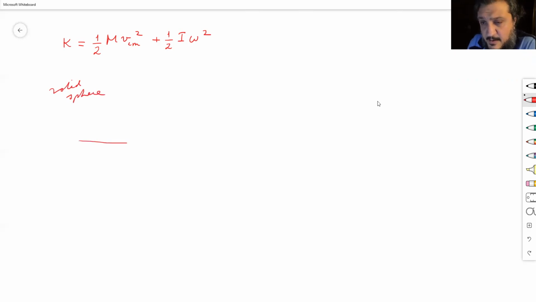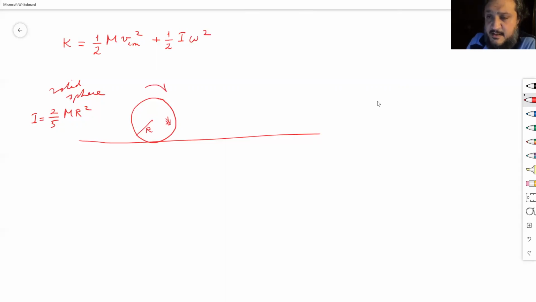Solid sphere, which is rolling without slipping. Now, a solid sphere has a moment of inertia equal to 2/5 m r squared, where r is the radius of the sphere. Okay. Now let's write the center of mass velocity right here. Let's write the kinetic energy of this object.